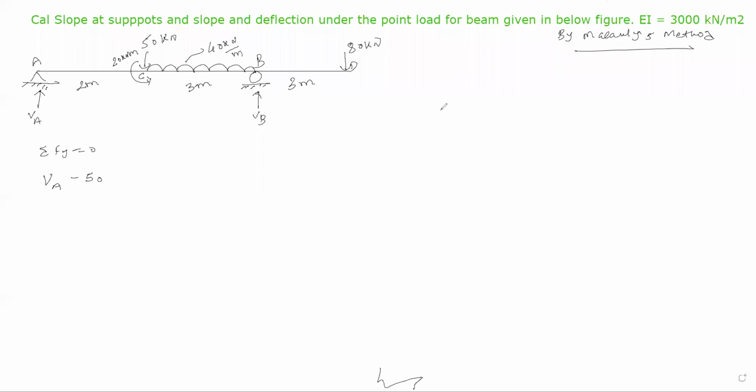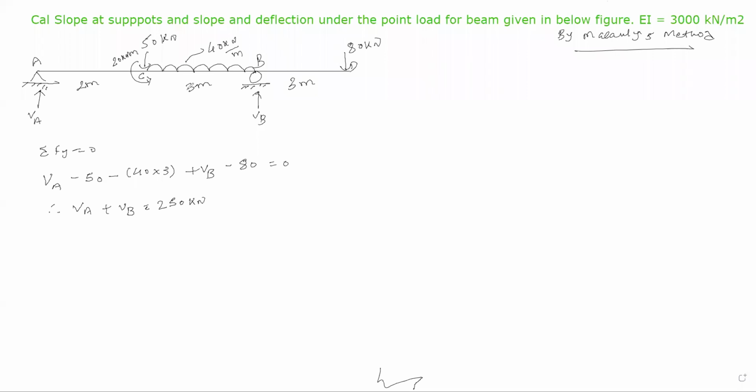Okay, fine. So minus 50. Now convert the uniformly distributed load into a point load. Minus 40 into 3 plus VB minus 80, that is equal to 0. So can I get VA plus VB? VA plus VB equals 120 plus 50, that comes to 170, plus 80 gives 250. Yes, 250 is the right answer.